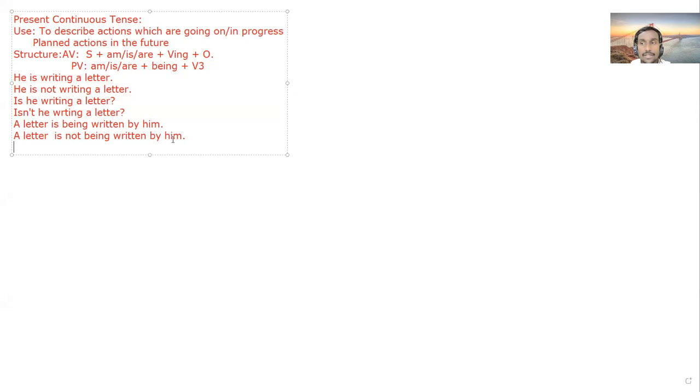When we want to make it interrogative, we have to use the helping verb in the beginning. Which is the helping verb here? "Is." A letter is being written by him. Okay, that became your verbal question: Is a letter being written by him?